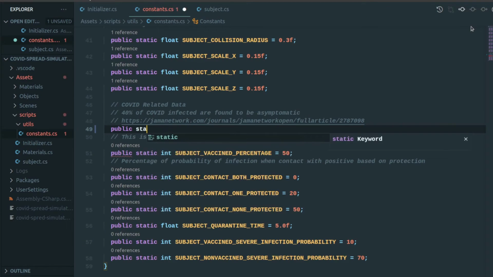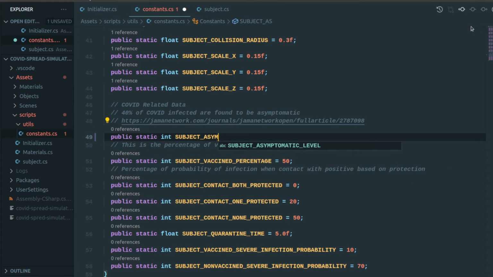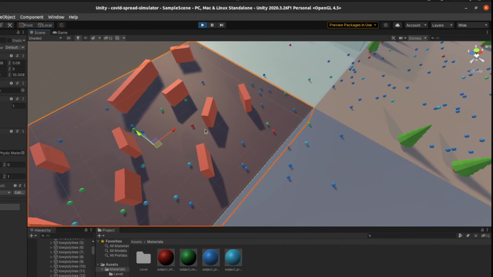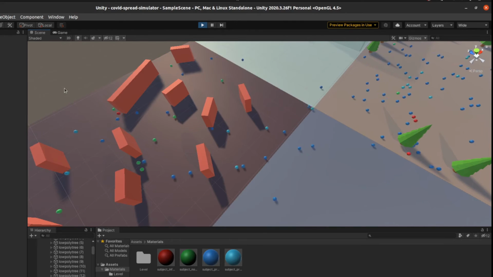I also wanted to include the asymptomatic variable based on probability. This affects infected users who don't know that they are actually infected. These are dangerous subjects as they continue with their normal lives and contribute to the spread of the infection.